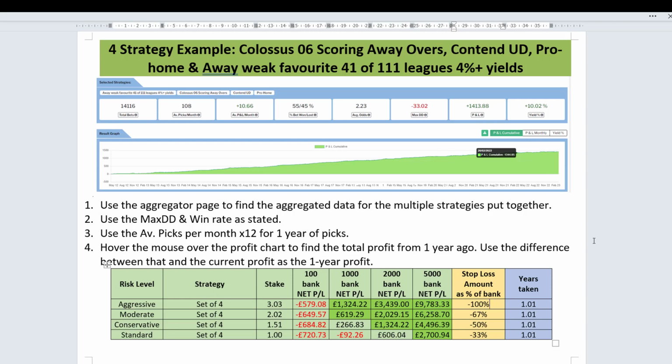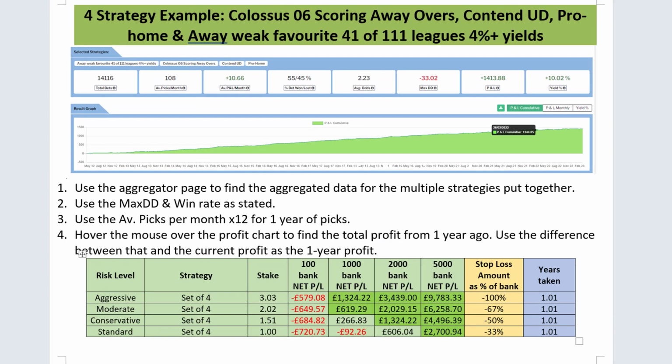So I think it's really great to be able to make a plan this way so you know exactly what you're doing. So this is how I would use the aggregator in the Betamin Builder to calculate the level stakes I would use for my style of betting.